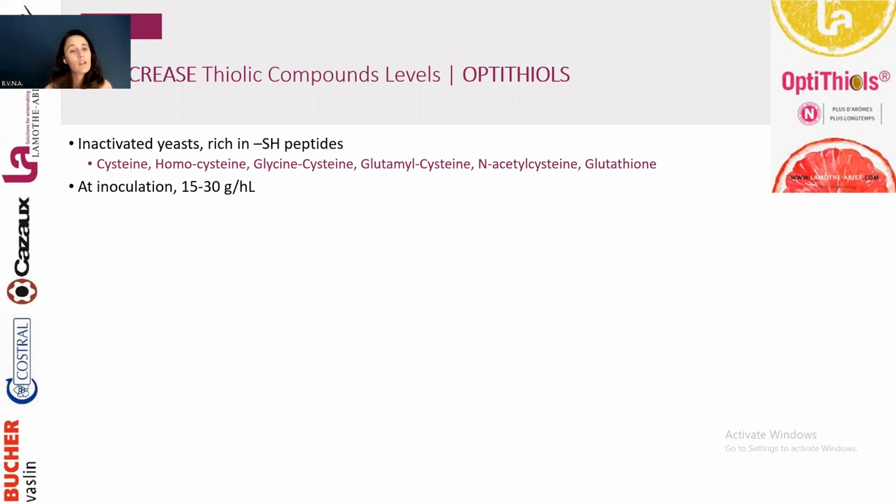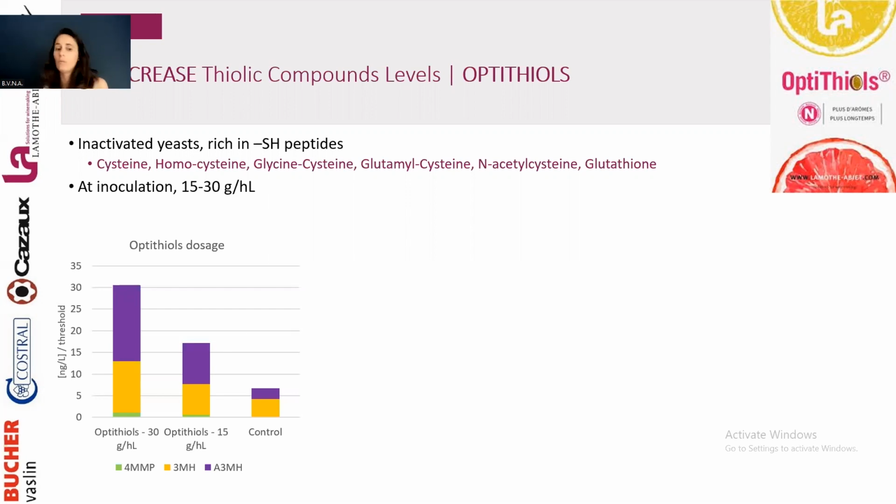We use Optithiol at inoculation from 15 to 30 grams per hectoliter. And this Optithiol is a nutrient purely for aromatic purpose and antioxidant, as there is glutathione in it, but not for nutritive purpose. So you see, it's very simple. When we use a higher dosage, we have a higher impact. Here you can look at the concentration, the aromatic index. The control has way less thiolic compounds than the Optithiol at 15 grams per hectoliter, and even less than the Optithiol at 30 grams per hectoliter. It's very linear. The more you put, the more you get.